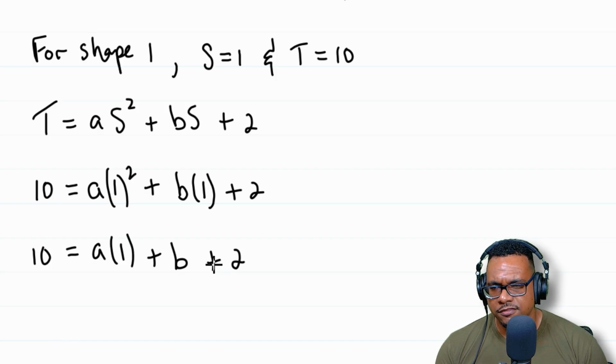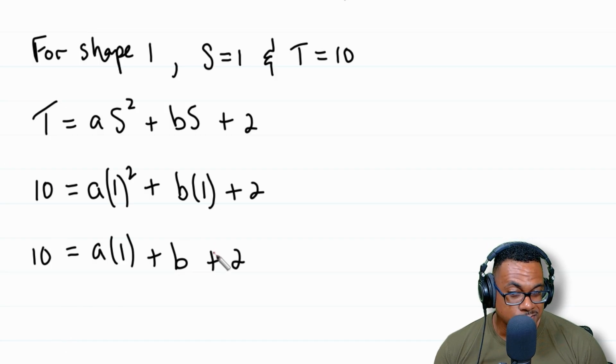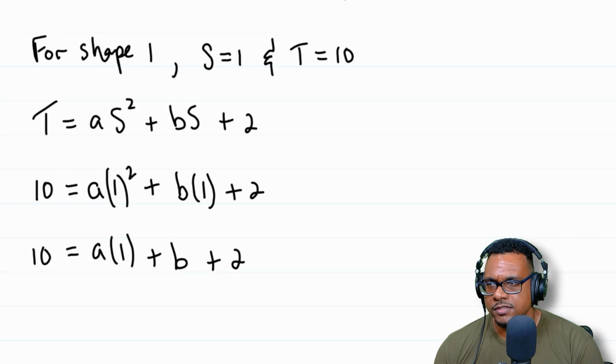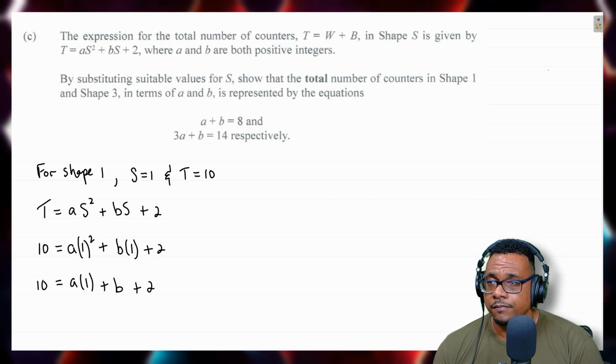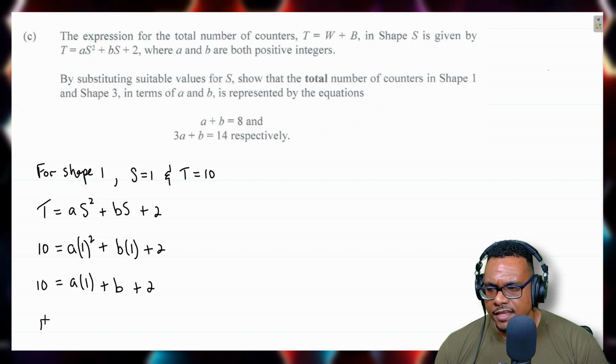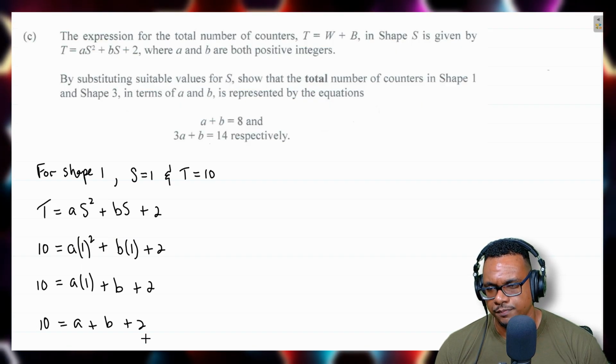Now what we could do is transfer this positive 2 across the equal sign, because in terms of like terms, A times 1 is just A, and this is B. So A and B, you can't add them, but the 10 and the 2 are your constants, and those are like terms, therefore we can add or subtract. So I'm going to transfer 2 across. But before I do that, I'll just multiply A by 1 and get A. So we have 10 is equal to A plus B plus 2.